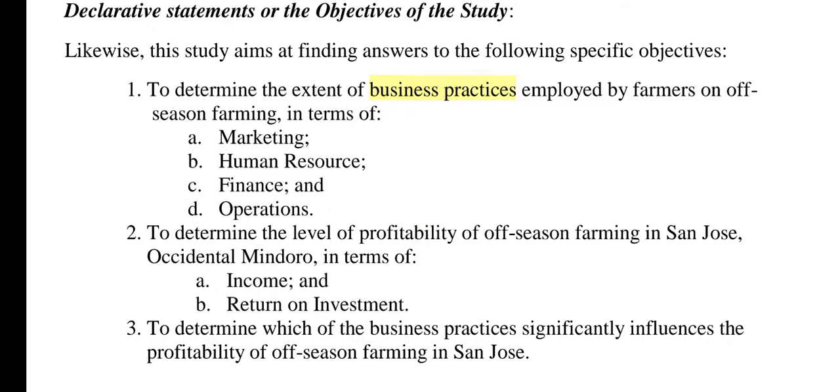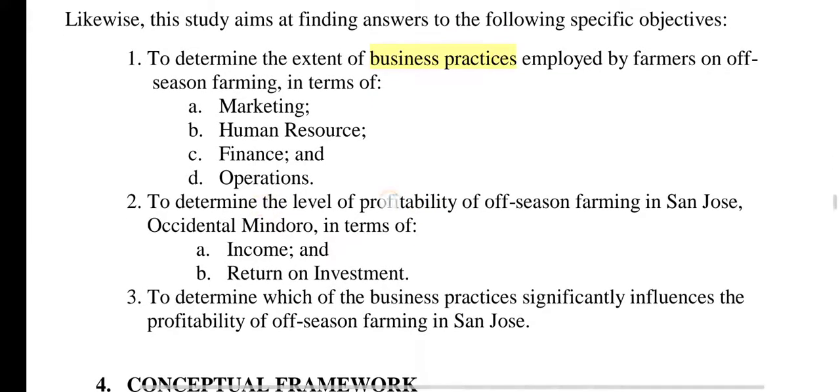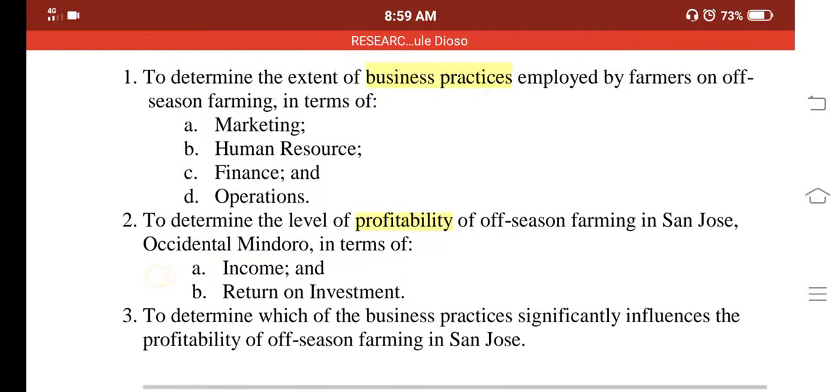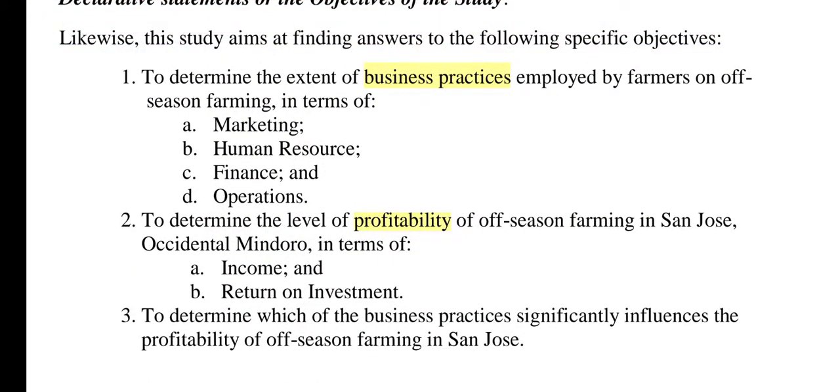If you only have one independent variable, then the next question, doon na tayo magpo-proceed sa dependent variable or the profitability. Okay? To determine the level of profitability of off-season farming in San Jose Occidental, Mindoro in terms of income and return on investment. Again, there are indicators. Okay? So, the income and return on investment, meaning to say, we can measure profitability through income and through return on investment because profitability is very broad, masyadong malawak. Okay, so this is an example of a good justification why we need to put at least two indicators under a variable or under the variables.